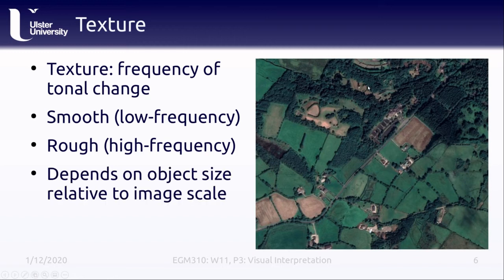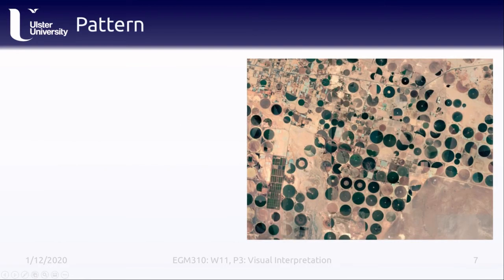Whether objects appear smooth or rough depends on the size of the object relative to the image scale. If these areas with trees were only a few pixels, for example, they wouldn't have the same texture at all. But because the image resolution is fine enough, we can see the textural variation caused by the different heights and shapes of the trees. Pattern is another feature that we can use to identify objects in an image.